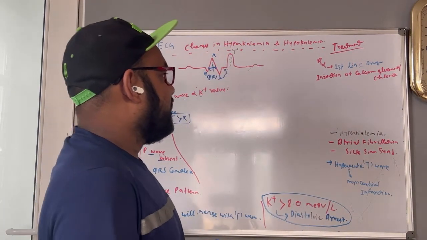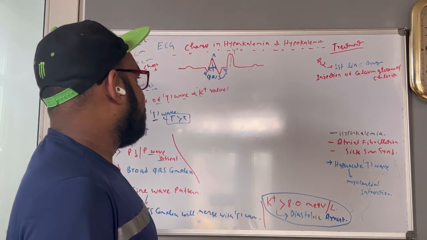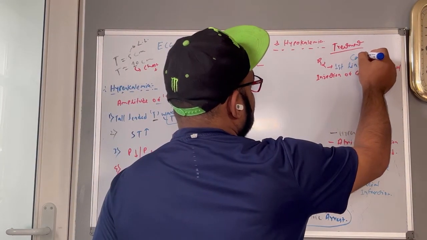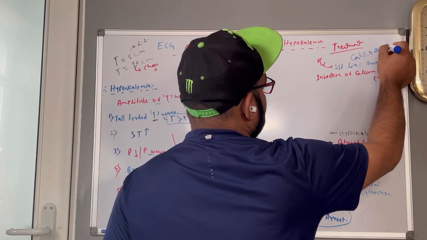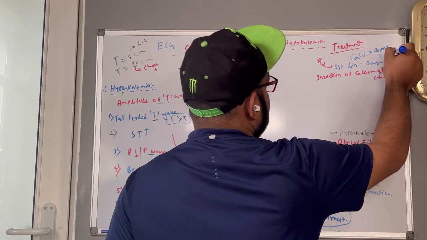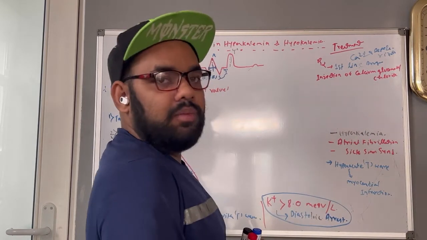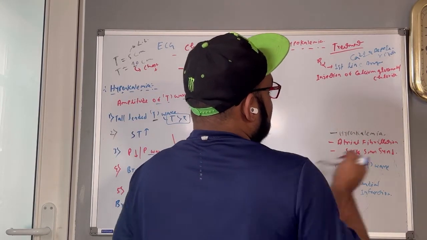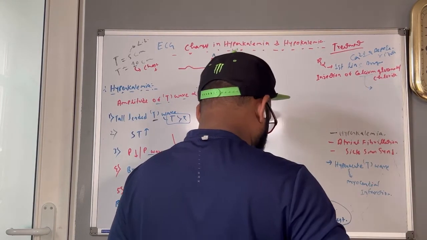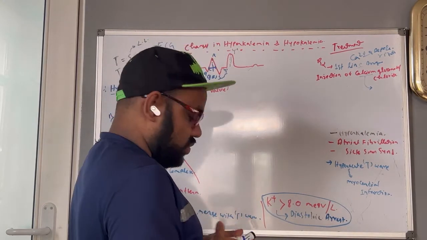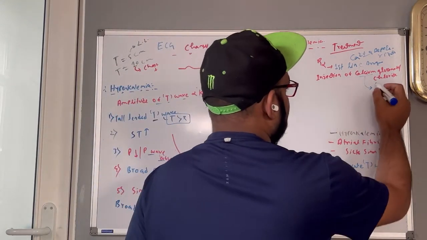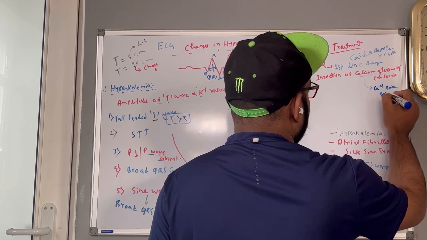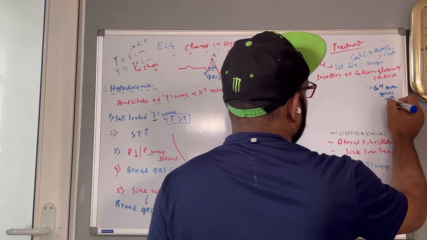Normally, what do we know? Calcium causes contraction, and potassium causes depolarization. Now, a larger amount of calcium will antagonize the potassium values. So what is the mechanism of action over here? More calcium gluconate, or rather calcium only, will antagonize the potassium values. So I can write it over here: calcium antagonizes potassium values.